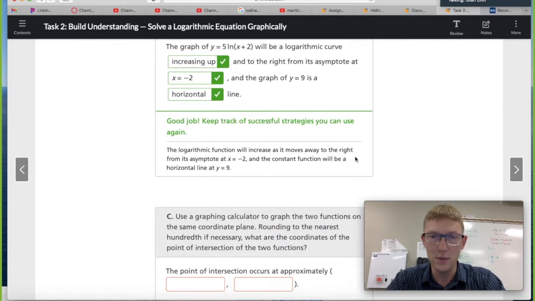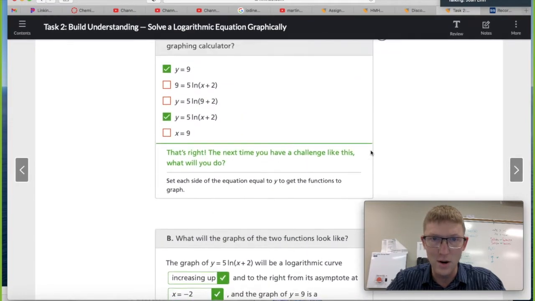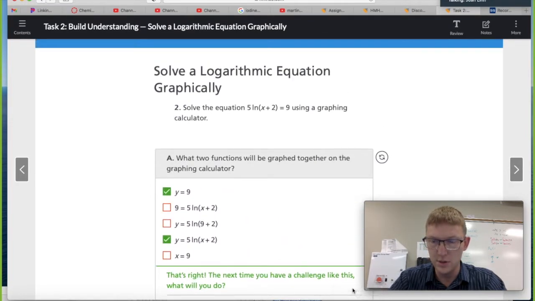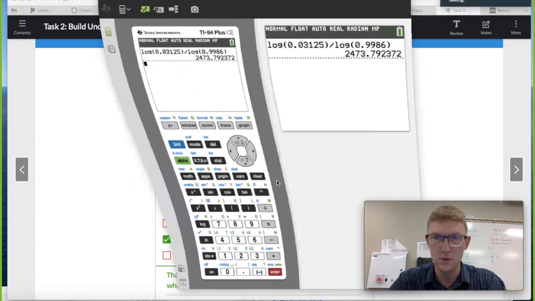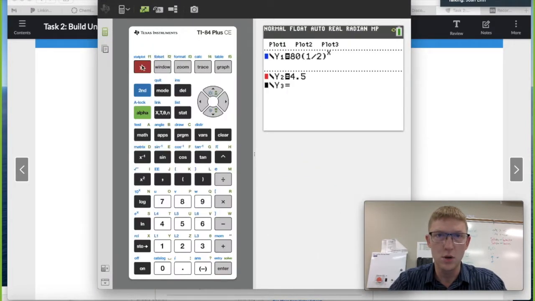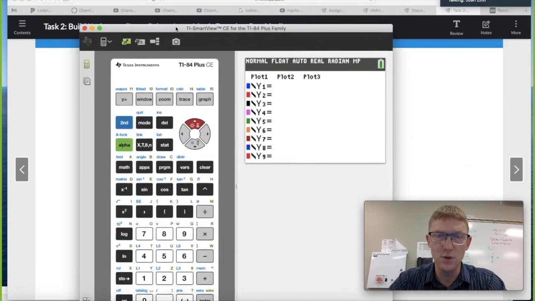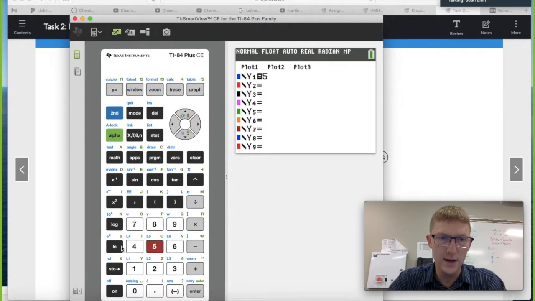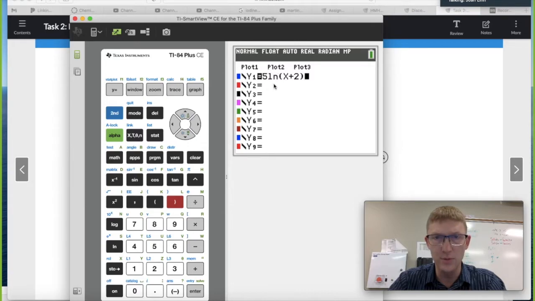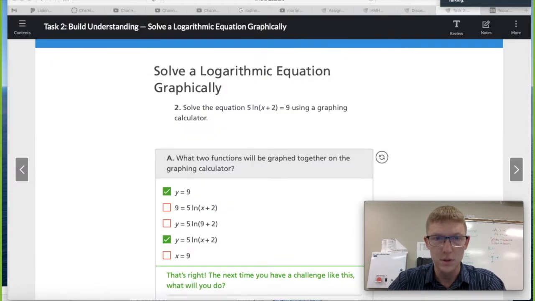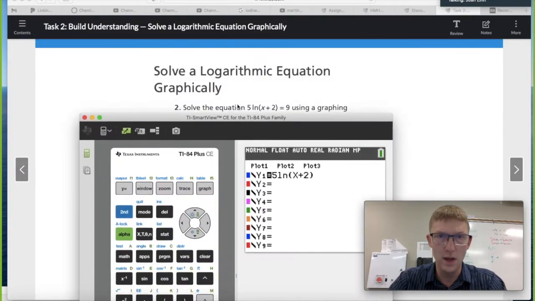All right, so finally we can use a graphing calculator. We can figure this stuff out, right? So let's do it. So we're going to go to our y equals. Is it 5 natural log x plus 2? So 5 times natural log x plus 2. Notice how you don't actually have to do a multiplication sign right there. The calculator assumes as much. And then we have y equals 9.